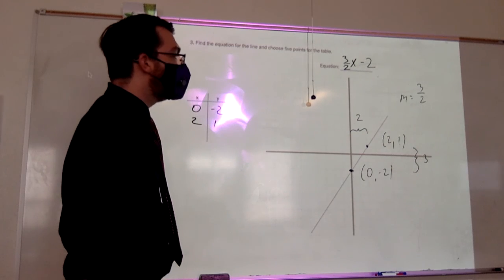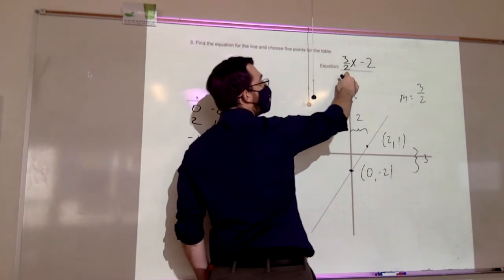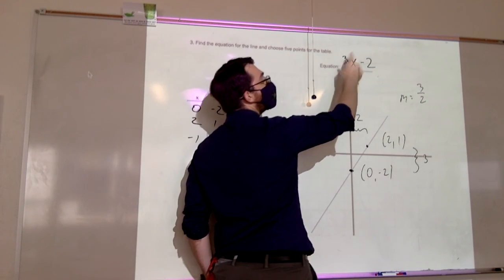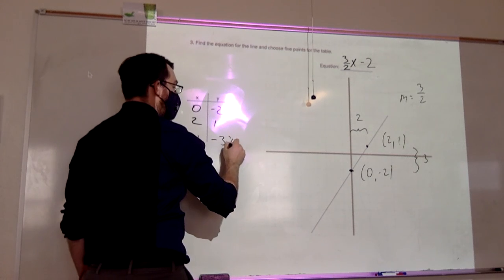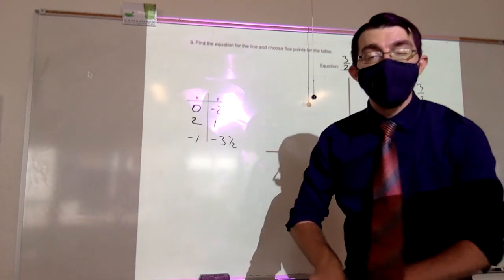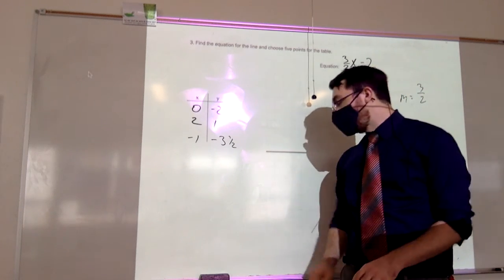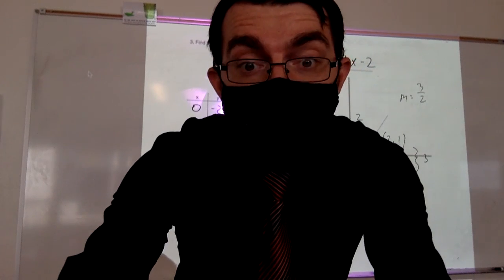Let me do one more just for good measure. Put in negative 1. Negative 1 times 1.5, that's negative 1.5. Negative 1.5 minus 2 would be negative 3.5. Just do that a couple more times. That's how this test is done. I did it in about 7 minutes. You can do it in about 7 minutes too, except I cut a lot of corners and I went a little too fast. So good luck, you'll do fine.